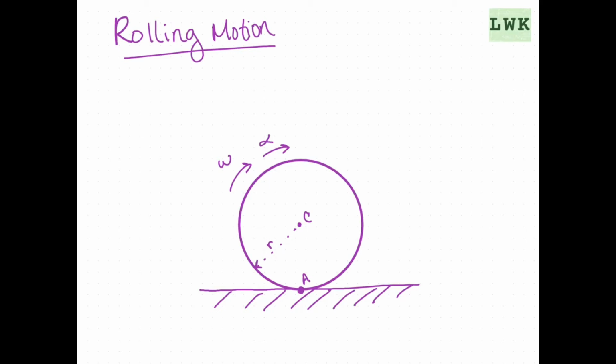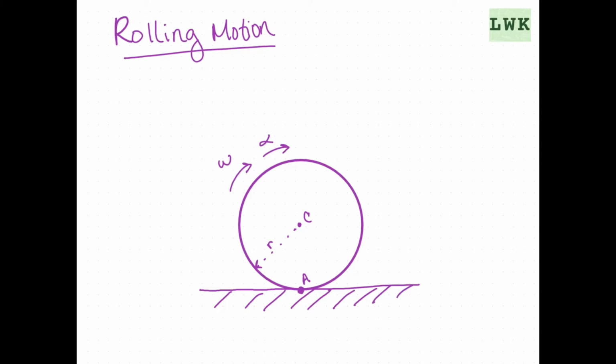Here we're going to discuss rolling motion. So here we have a wheel on the ground rolling with an angular velocity of omega and an angular acceleration of alpha. Now this is general plane motion because we have translation and a rotation occurring here. So our rotation is probably the most obvious, but we have translation as well.